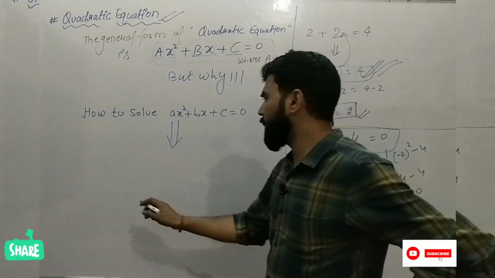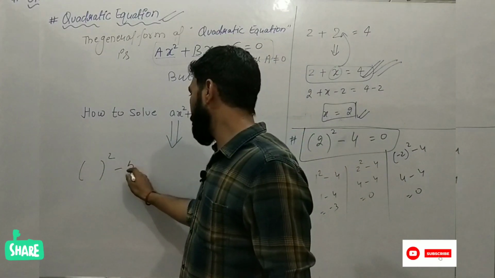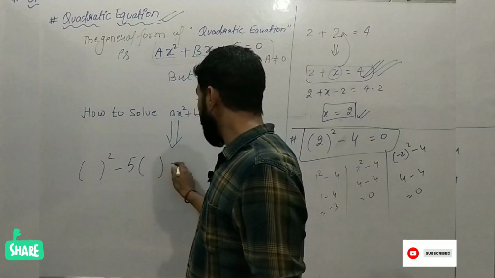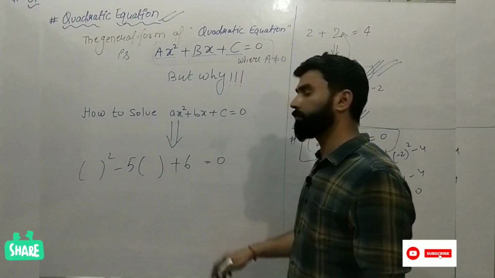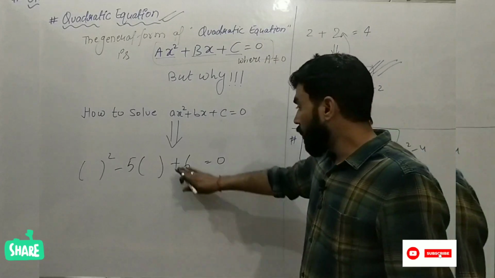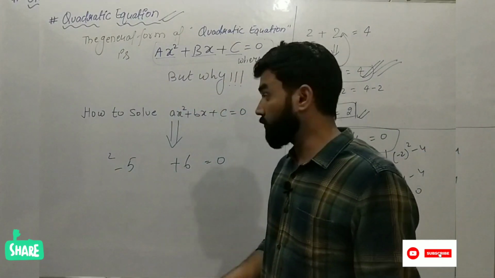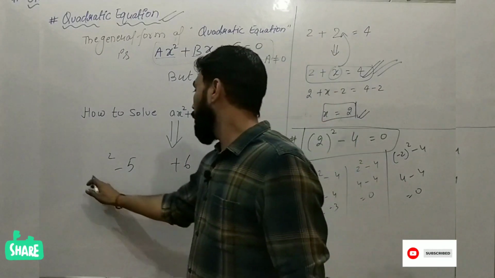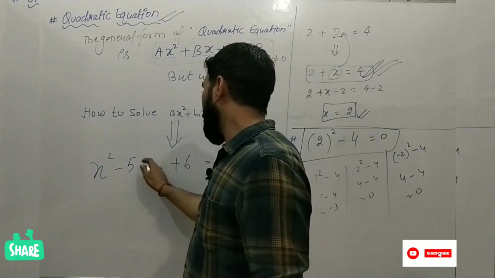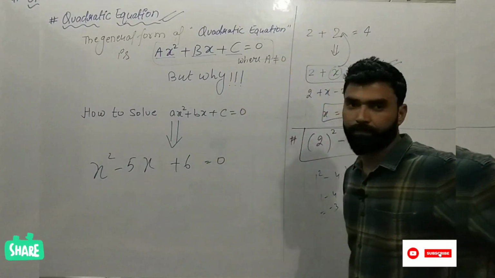Let us take one more example. If I ask you for a number whose square minus 5 times the same number plus 6 gives 0. Pause the video and find out what it can be, right? And after hit and trial, I got to know that here I am taking x, and this is forming a quadratic equation.